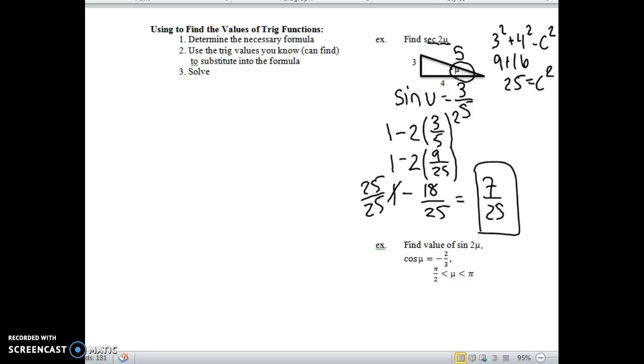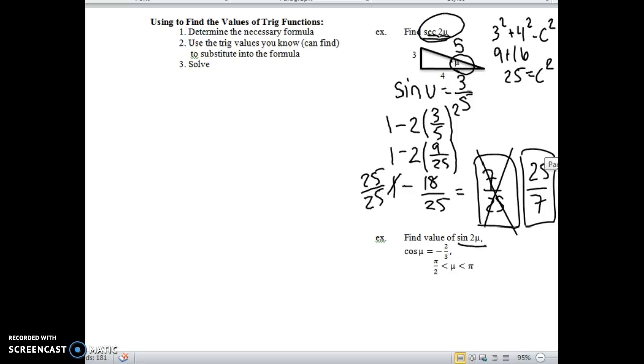So you could word it differently. It says find the value of the secant of 2u. Oh, sorry, that's the cosine of 2u. So we need the secant, which is 25 over 7. Okay? So don't forget to do that final step like I just did.